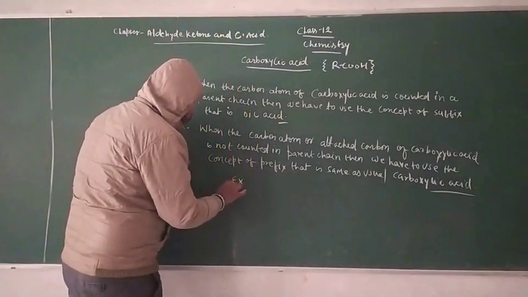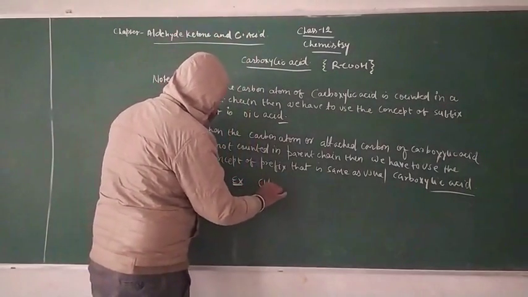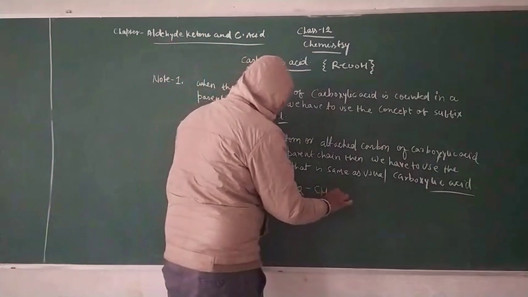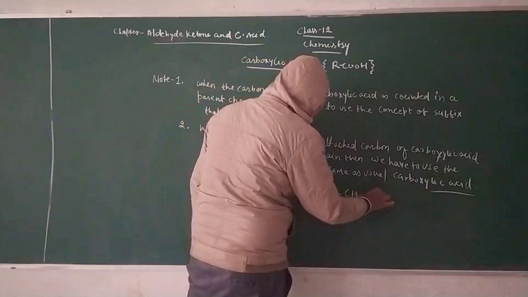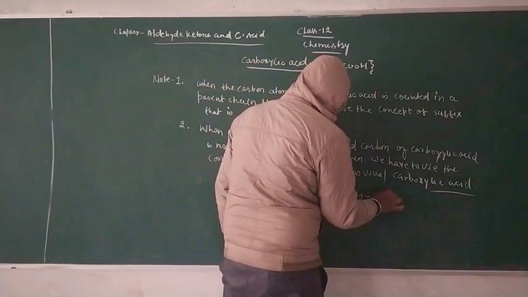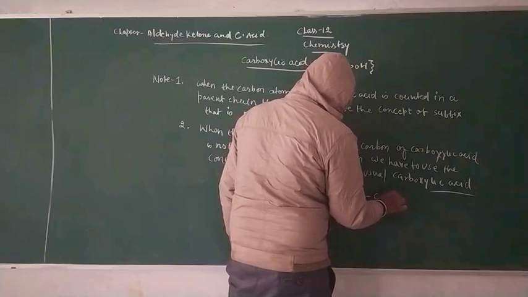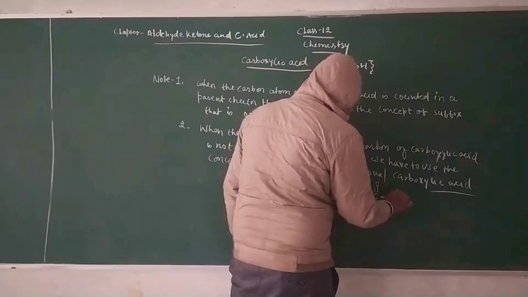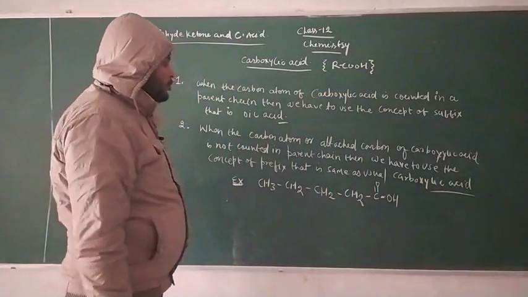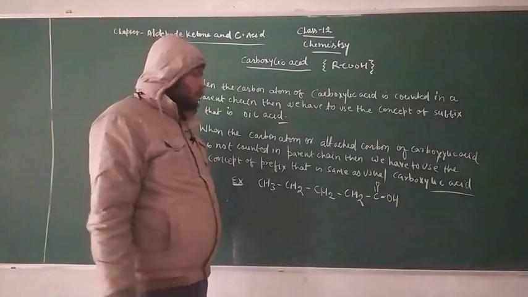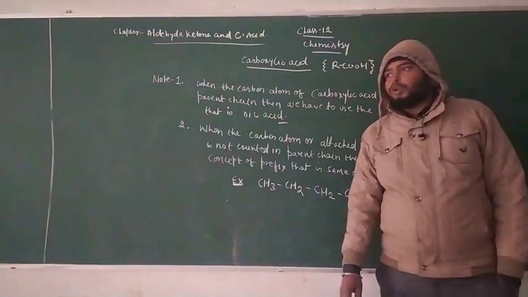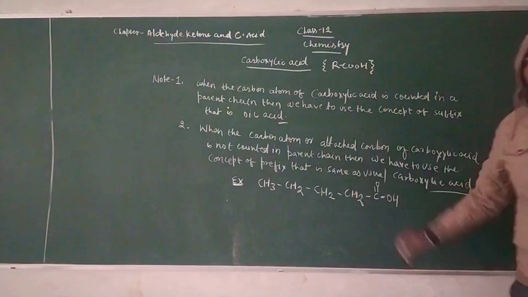This is the example: CH3, CH2, CH2, CH2, C double bond O, OH. In terms of the naming of this organic compound, you have to see the concept. First of all, you have to write the note of the first rule. So take note.